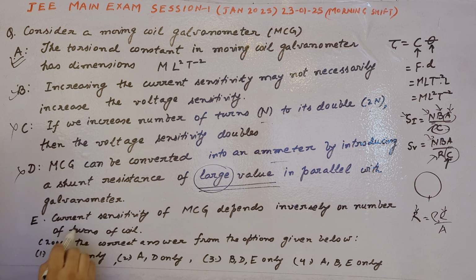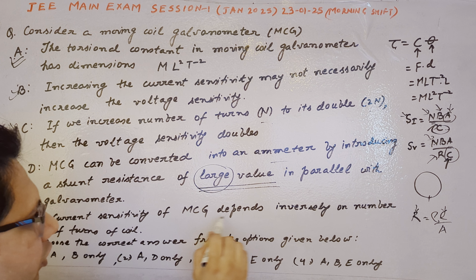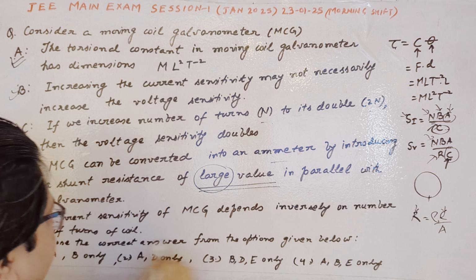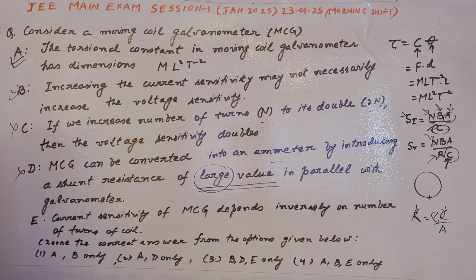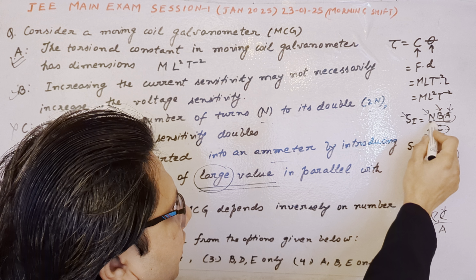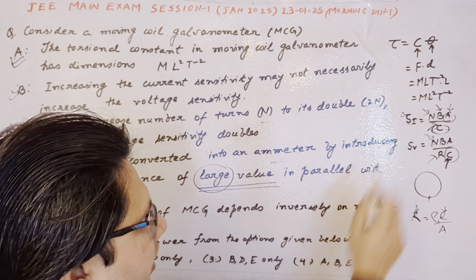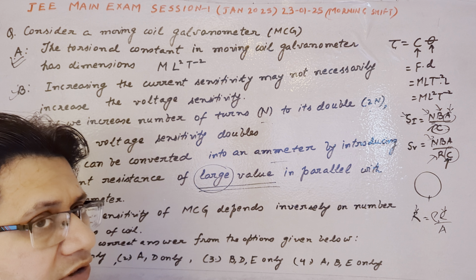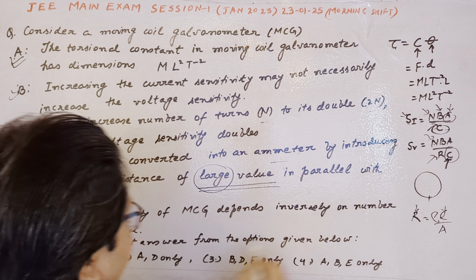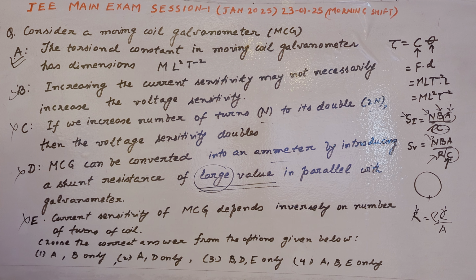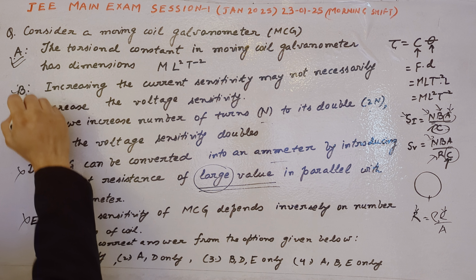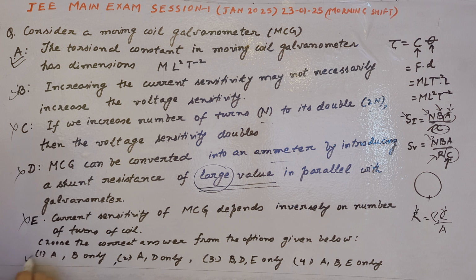Now the statement E: current sensitivity of moving coil galvanometer depends inversely on the number of turns of the coil. Now you can easily see from this formula that SI is directly proportional to N. Current sensitivity is directly proportional to the number of turns. It is not inversely related to the number of turns. So that's why this statement is also a wrong statement. In this way, only statements A and B are correct. So we can say that option 1 is correct here, that A and B only are the true statements.